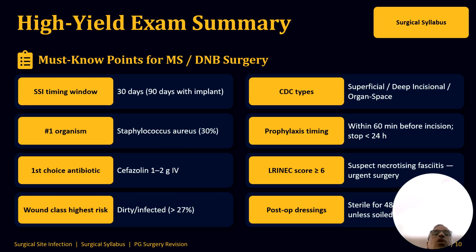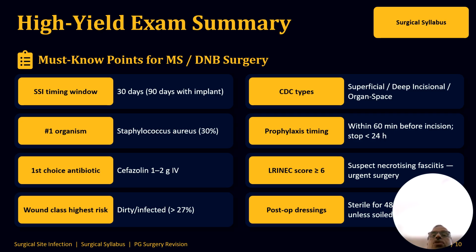Now, just to summarize what we have just learned, the SSI timing window we have already seen: 30 days within surgery if no implants are used, and 90 days if implants are used. The number one organism for SSI is Staph aureus, to which 30% are attributed. The first choice of antibiotic is cefazolin, 1 to 2 grams IV, given pre-op. Wound class: the highest risk for development of SSI is a dirty or infected wound. More than 30% of patients may develop SSI.